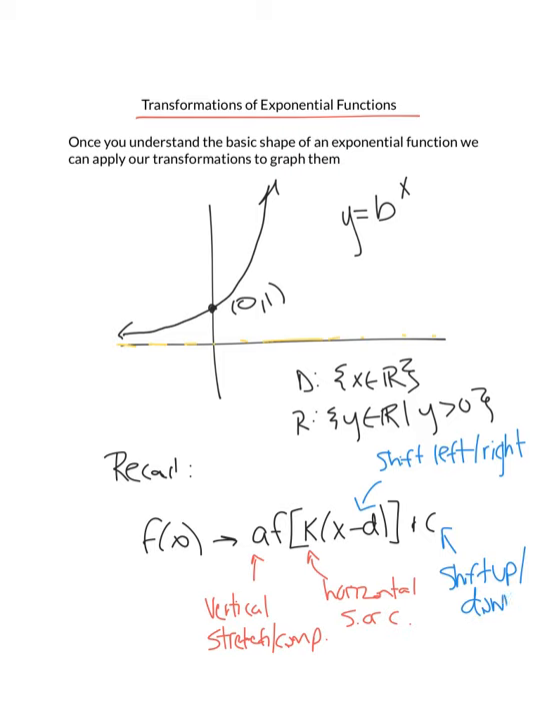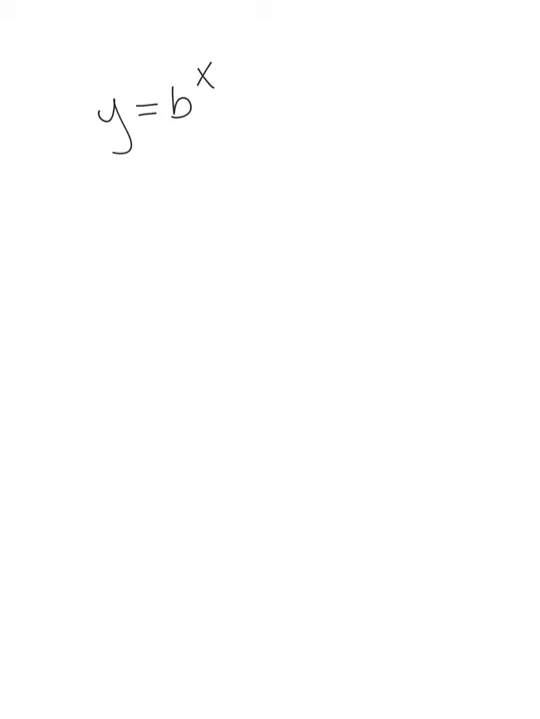Now, these are going to stay the exact same from our transformations chapter, and we are going to be learning to apply these to our exponential functions. Getting into our exponential functions here, we know that we have y is equal to b to the power of x. So if I were to write this with transformations in, I would have a times b to the power of k(x - d) plus c. So please notice a few things.